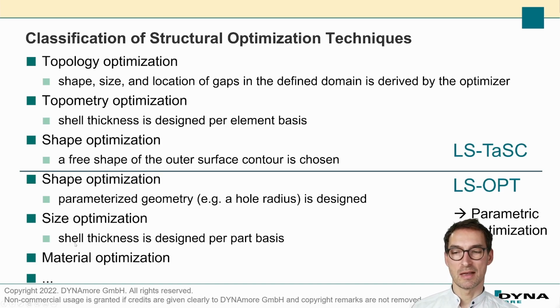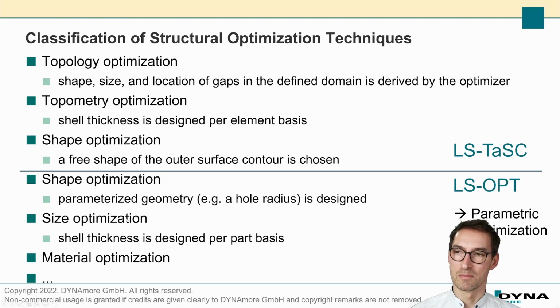Or you can do a size optimization. You can, for instance, make the cross section of a beam bigger or smaller. Or, of course, and this is the most common application for LS-OPT, is the material optimization. It means you're trying to match the parameters of a material model to best fit experimental data.